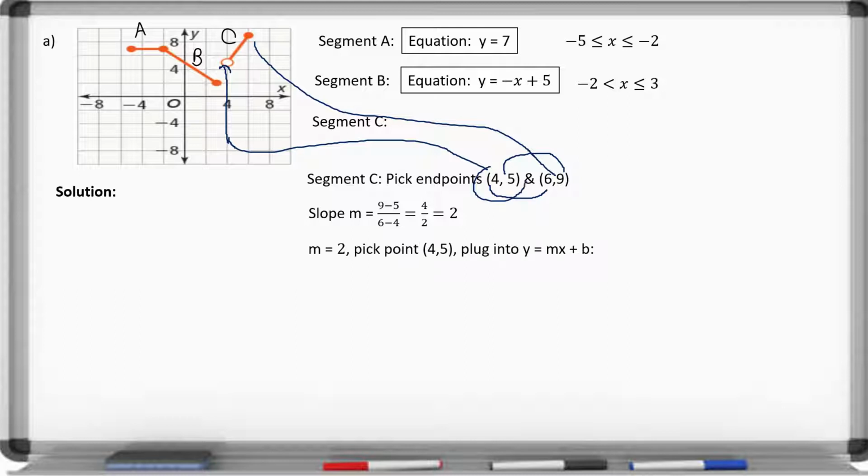Let's pick 4, 5 as our point. So that means that 5 goes in for y, 4 goes in for x, and 2 goes in for m. So if we do that, we get 5 equals 2 times 4 plus b. Oh, I apologize, make this correction right here. So that should be 5. So if we subtract the 8 on both sides, we're gonna get b is, this should say negative 3. So 5 minus 8 is negative 3.